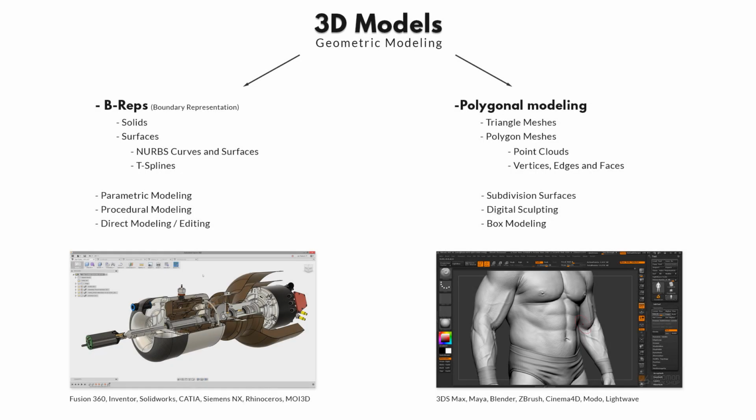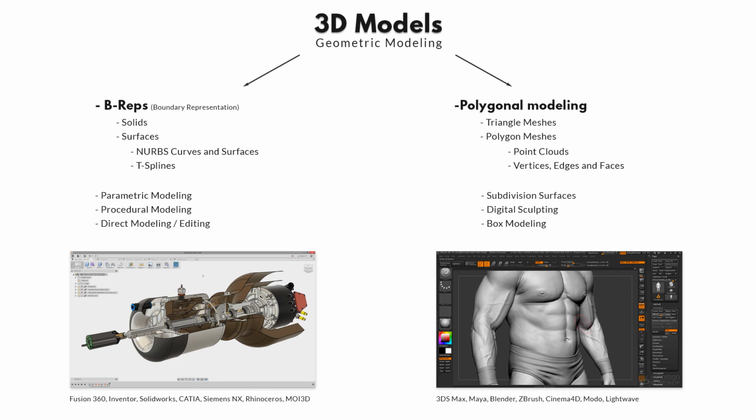Let's get started. Before we continue, I have prepared this chart to give you a quick overview about the different types of 3D models and geometric modeling. On the left, we can find Fusion 360. Among other CAD applications, they all work with BREPs. BREPs is short for boundary representations, which basically describes the technology behind building solids and surfaces. And solids and surfaces are also the material we are working with here. Some of the technology is the NURBS curves and NURBS surfaces, and sometimes also T-splines.